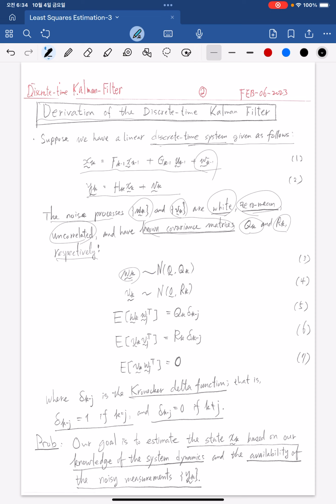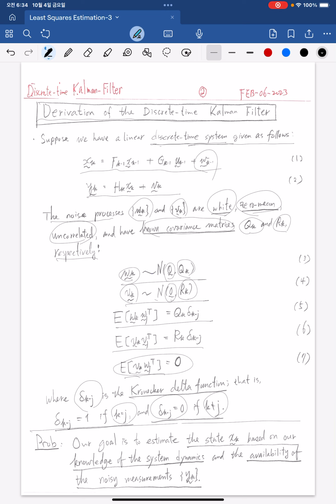w_k가 normal distribution mean이 제로 벡터하고 covariance가 Q_k. v_k도 normal distribution의 mean은 제로고 covariance matrix R_k. 여기서 independent하다는 걸 보여주는데 델타 kj는 크로네커 델타 펑션, that is kj가 1이 되는 거는 k와 j가 같을 때고 다르면은 0이고, 그죠? 요거는 서로 독립이라는 걸 보여줘요, 서로 노이즈끼리.